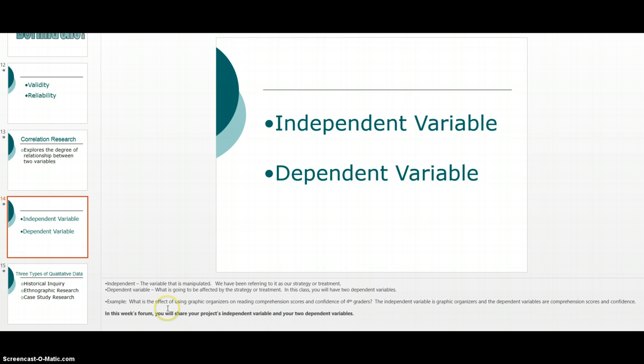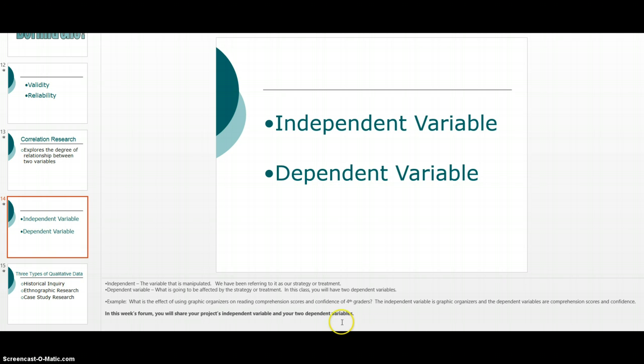So let's look at the example. If we were doing what is the effect of using graphic organizers on reading comprehension scores and confidence of fourth graders, of course, that's a great title because it has our strategy, which is graphic organizers. It has our two things affected, which is our comprehension scores and our confidence, and it has our who, which is our fourth graders. So the independent variable, which is our strategy, is going to be graphic organizers, and the dependent variables that depend on that strategy are going to be comprehension scores and confidence.